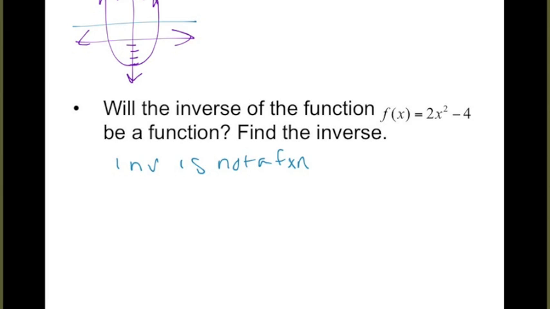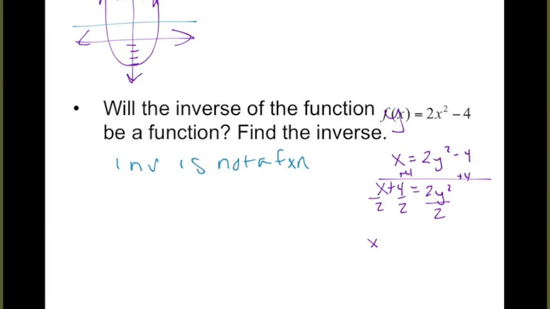It does still tell us to find the inverse anyway. So I'm going to switch the x and y. And then what do we do first to solve? Add 4. And then divide by 2 and make sure you divide every part by 2. You get x over 2 plus 2 is y squared. And then square root it.